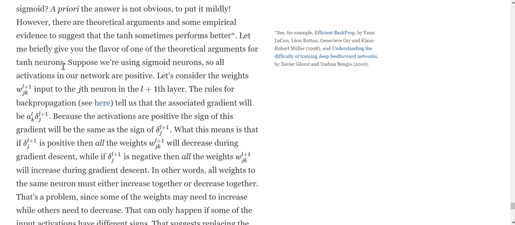Suppose we're using sigmoid neurons, so all the activations in the network are positive, right? So let's consider the weight w_jk^(l+1). This is the weight connecting the kth neuron in the lth layer to the jth neuron in the (l+1)th layer. The rules for backpropagation.